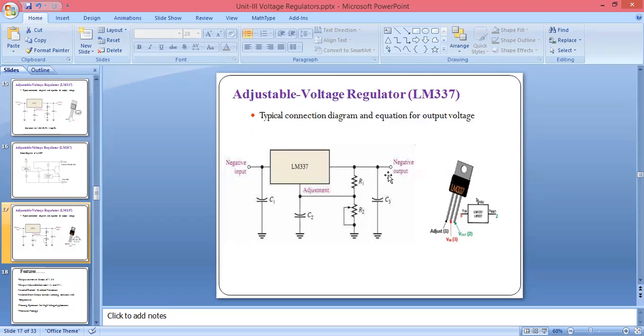So this is the circuit diagram and pin diagram. How will it look? Practically, it will look like an IC, which will have three terminals. One terminal is for adjusting the output voltage, and the remaining two terminals are for taking the input and giving the output.